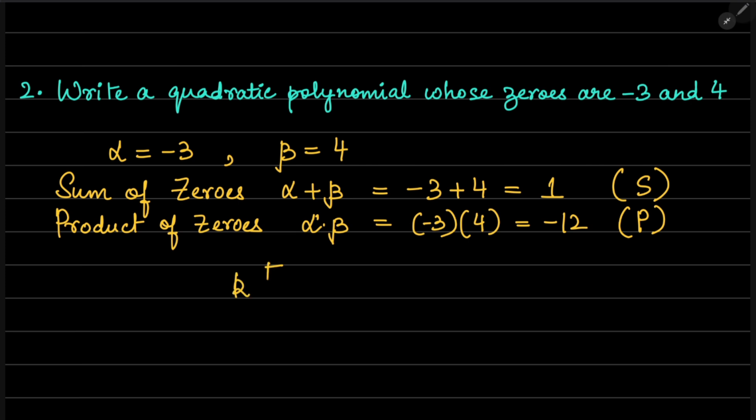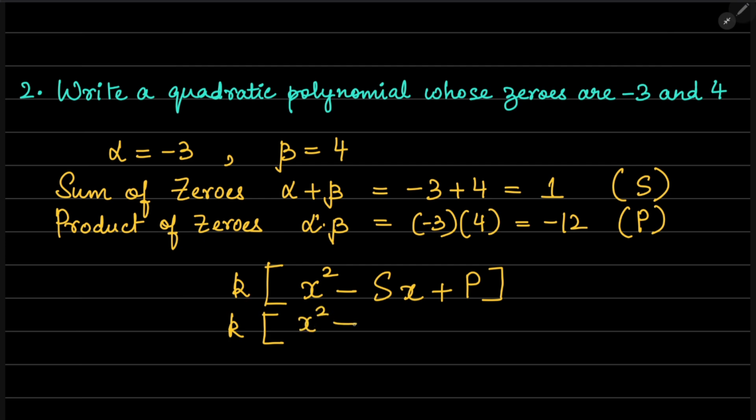So the formula is k multiplied by x square minus sum of the zeros into x plus the product of the zeros. K is just a constant. It can be any value, because you can have many quadratic polynomials with the zeros as minus 3 and 4 respectively. There can be an infinite number of quadratic polynomials that will have the zeros as minus 3 and 4. That is why you are making a constant called k, right?